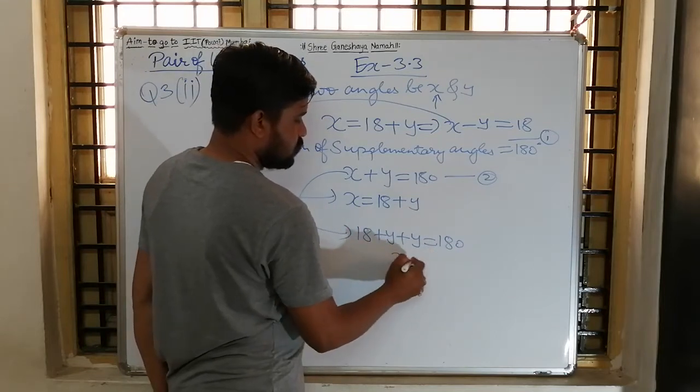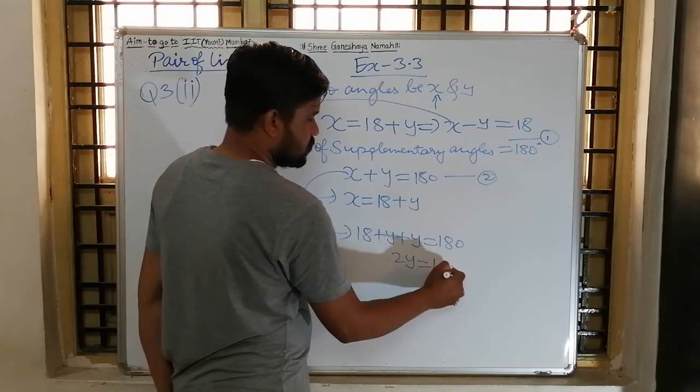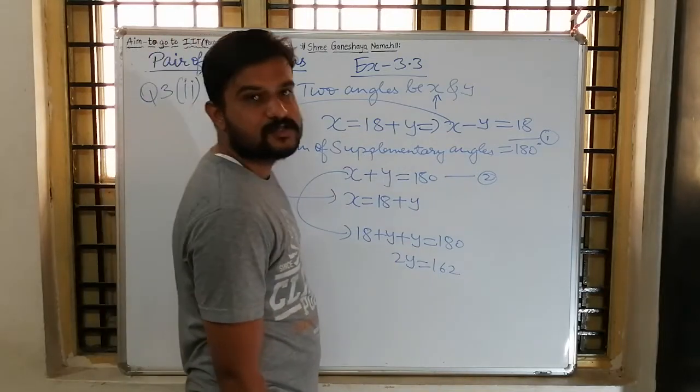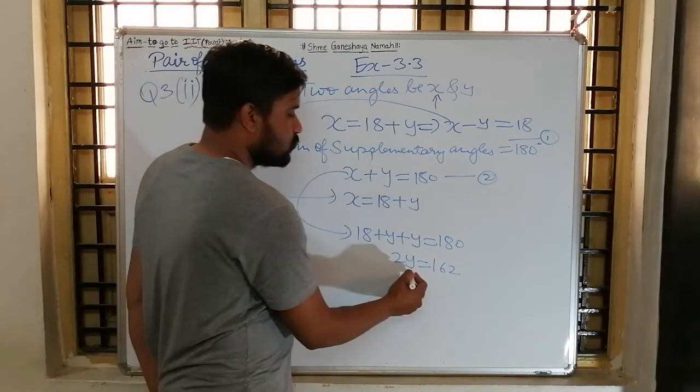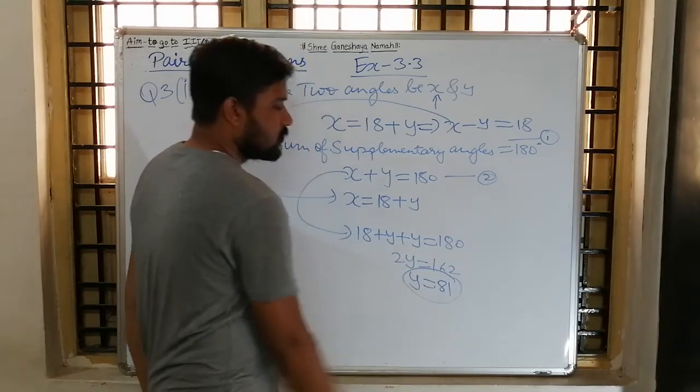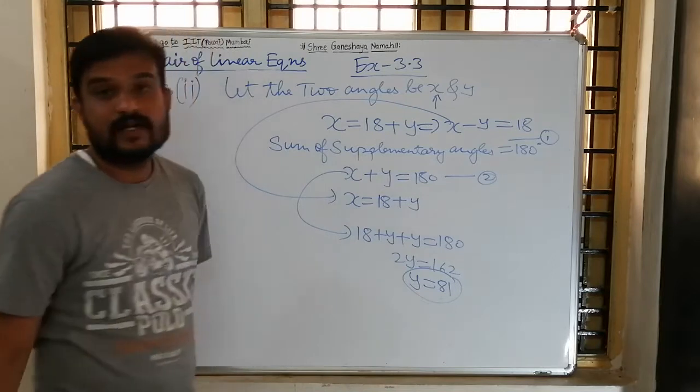Okay, so 2y is equal to 162. Ye 18 RHS mein jaane ke baad minus hoga. 180 minus 18 is 162. So the value of y is 81. Okay, so one angle is of 81 degree.